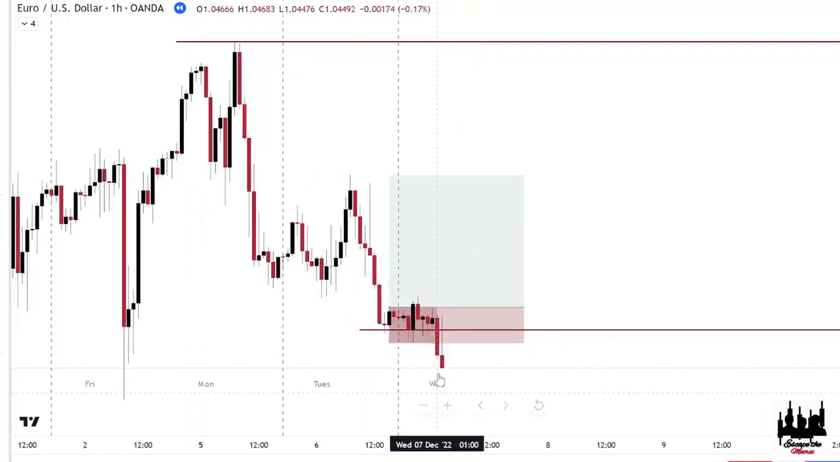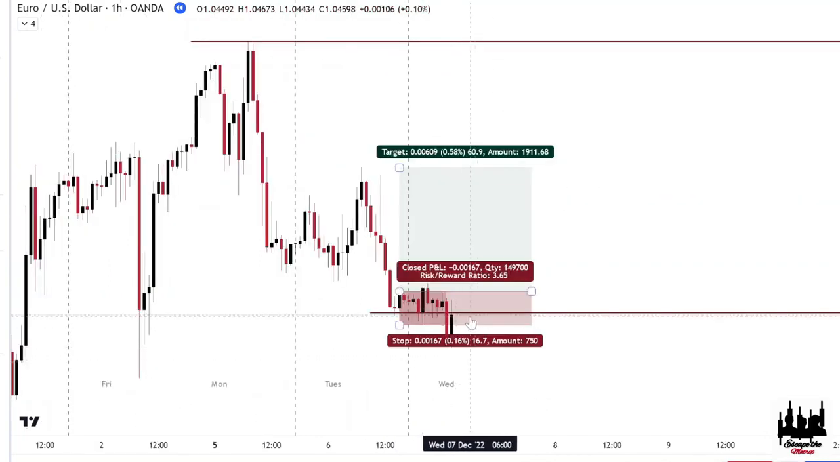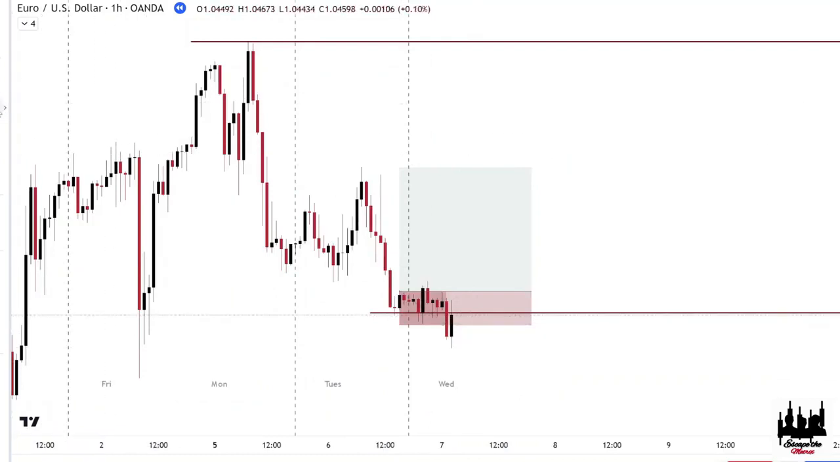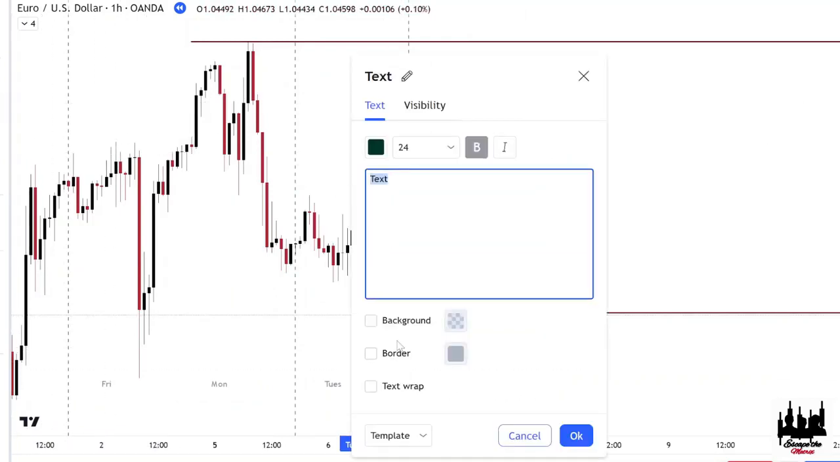But in this instance, price failed and you take a loss. So what do you do here? Just because you took a 16 pip loss, it's almost 17. So 17.